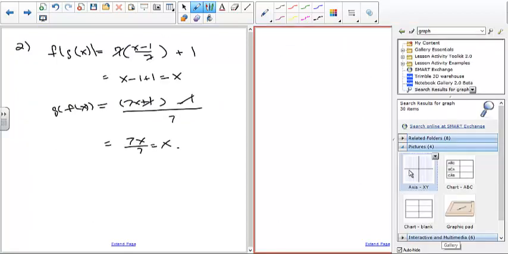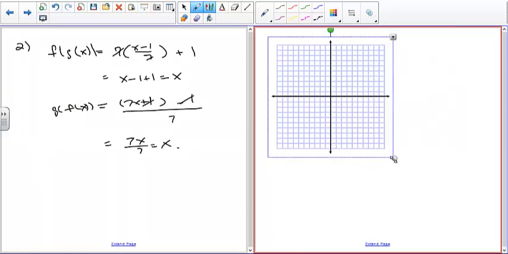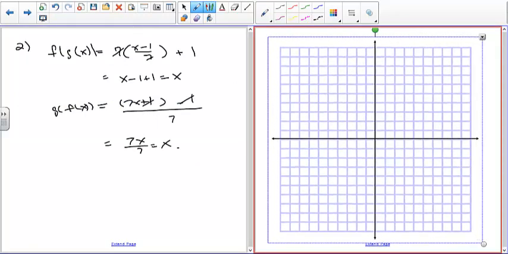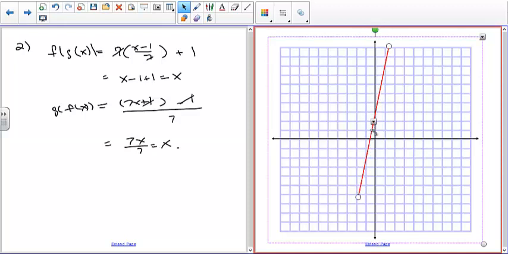Get a piece of graph paper. These are not quite as simple graphs. So f of x was 7x plus 1. So it has a y-intercept of 1 and a slope of 7. So I guess it looks like that. What it is: over 1, up 7, 1, 2, 3, 4, 5, 6, 7. And you can go the other direction, down 7 over 1.